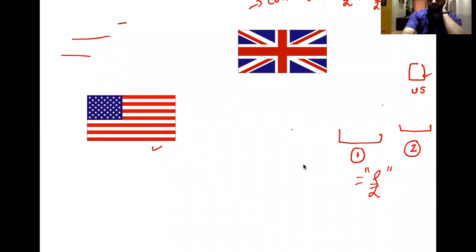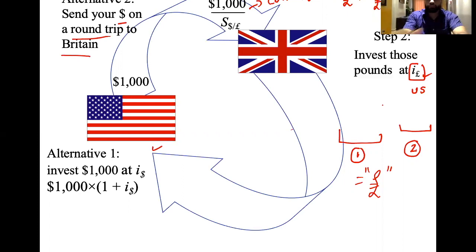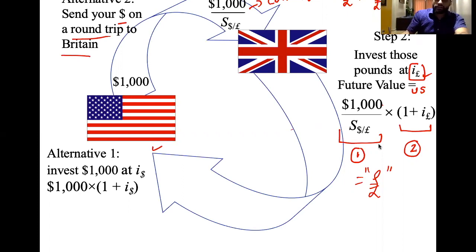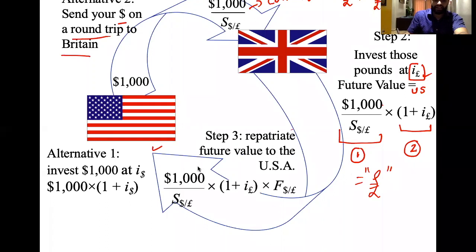Once we have the future value, we got our investment in pounds. Now we convert these pounds into USD by this rate. This is step 3. So we got this money now, we got some number here. By doing this, this is the round trip. This is the formula for the round trip, the second option. This is the first option.